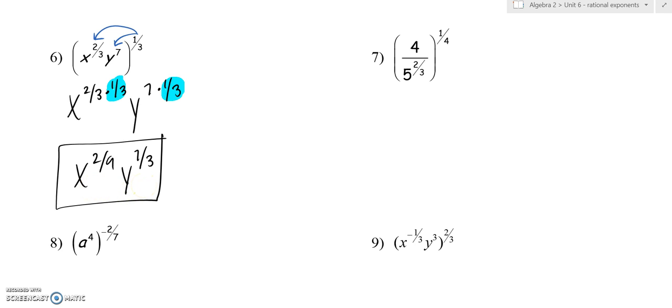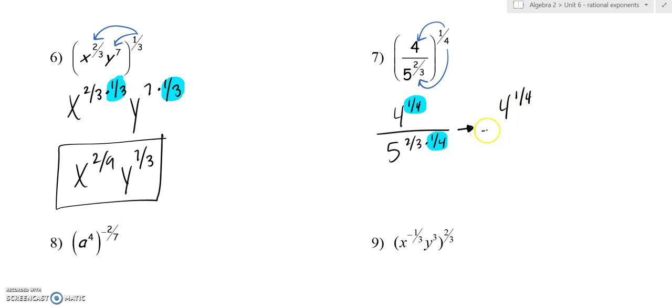This next one is the same idea, except I have to give it to all the pieces on the top and all the pieces on the bottom. When I do that, I'm going to have 4 to the 1/4, and then I have 5 to the 2/3 times 1/4, right? I gave all my pieces on the top the 1/4, I gave all my pieces on the bottom the 1/4. Let's clean that up a little bit more. On the top, I'm going to go ahead and leave that. That's fine as is, 4 to the 1/4. On the bottom, I clean that up. I get 5 to the 1/6. Again, I just multiply those in my calculator. And then, that's good. Leave it like that.